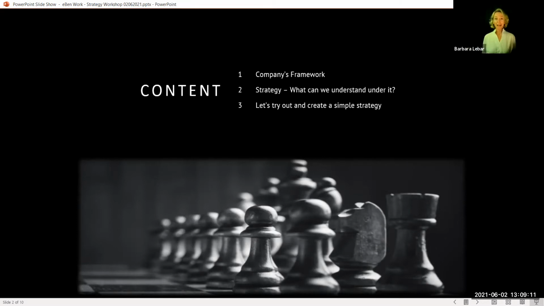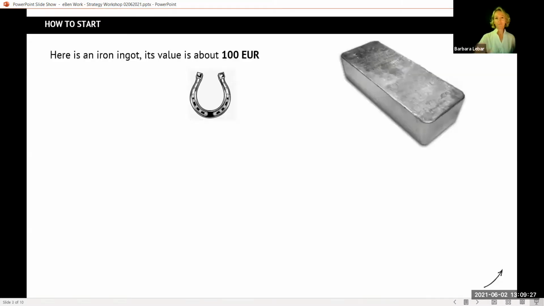And in the last step, we have one example where the strategy is missing. We will go into the breakout rooms and you can use your imagination fully. There is no right and wrong, it's much more, let's try it out. Let's see how this works.